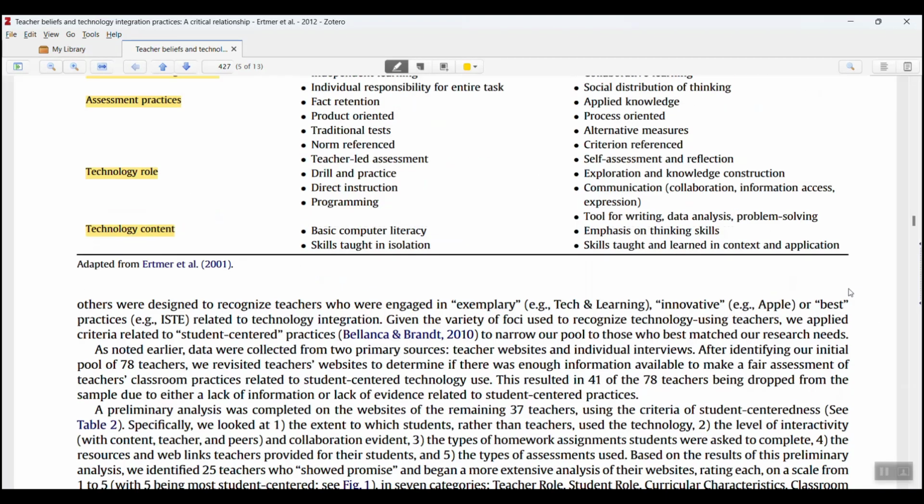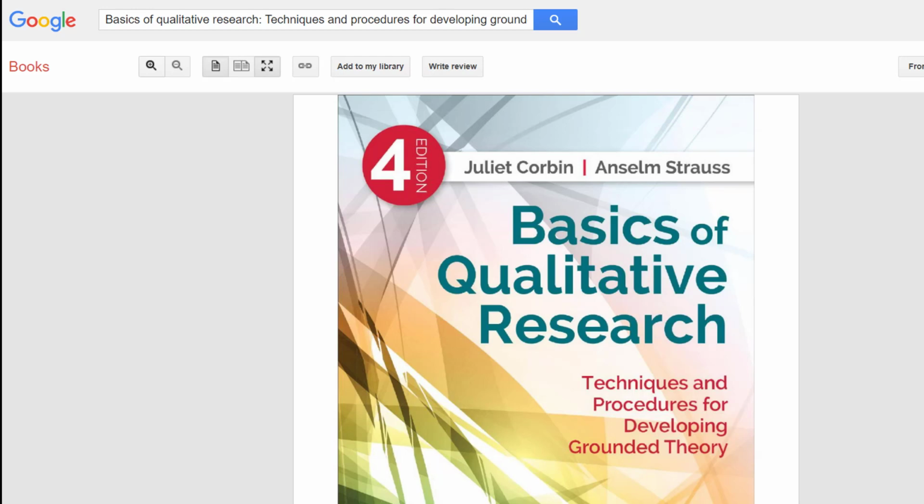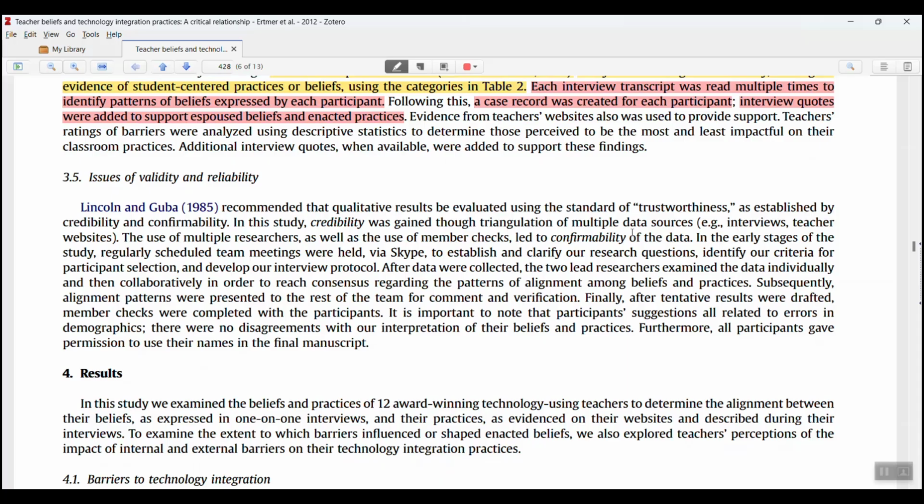Another finding is that the constant comparison method was introduced in the book of Corbin and Strauss, which was published in 1998, called Basics of Qualitative Research: Techniques and Procedures for Developing Grounded Theory. So details of this constant comparison method can be found in the book. This study also reminds me of paying attention to writing about validity and reliability in my paper.